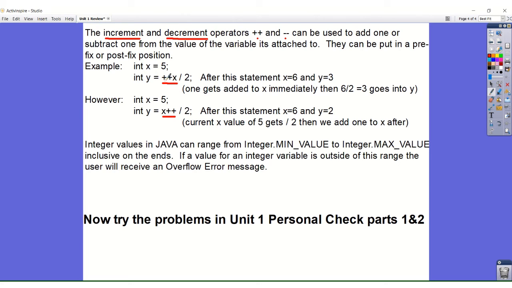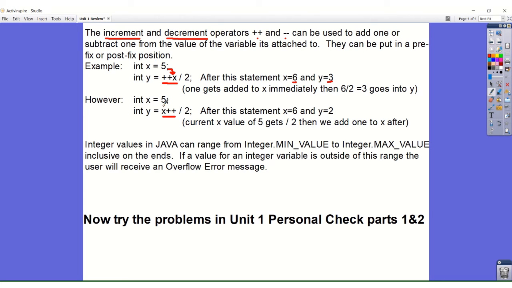Remember, putting the plus plus in front makes you add 1 to the current value of x immediately, and then any other calculation that you're doing would use the new value of x in it. So for example, in this particular problem, x starts out at 5, and I'm trying to make a new variable called y, and I'm going to plus plus x and then divide by 2. So the value of x gets 1 added to it right away, so x is now 6. And then I'm going to divide 6 by 2, which gives y a value of 3.